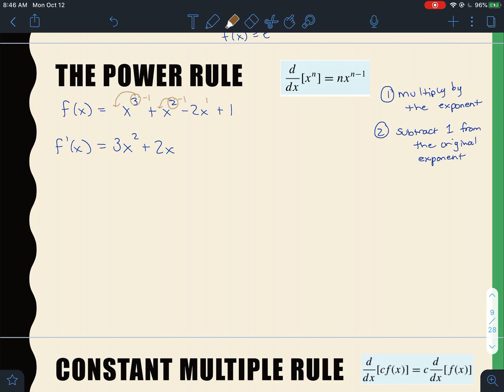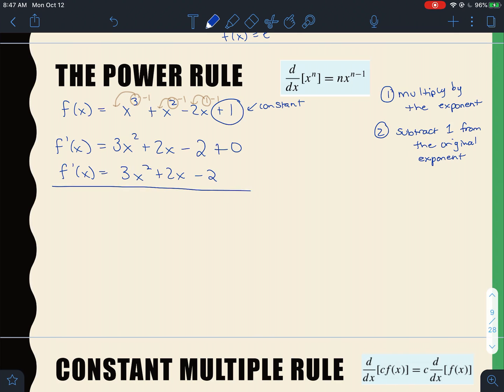And then this guy's exponent is a 1, right? So multiply by the exponent and subtract 1 from the exponent. And this would just be minus 2x to the 0. X to the 0 is 1, so this would be minus 2. And then 1 is just a constant. And when I take the derivative of a constant, it's 0. So the derivative of x to the third plus x squared minus 2x is going to be 3x squared plus 2x minus 2.